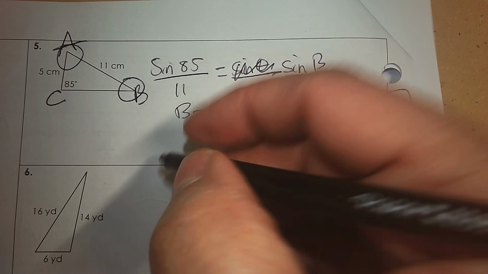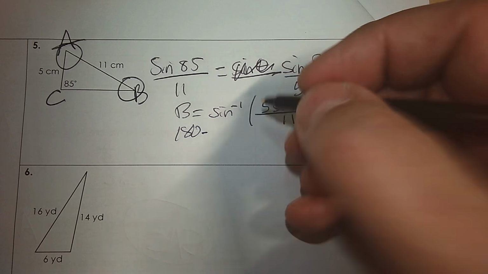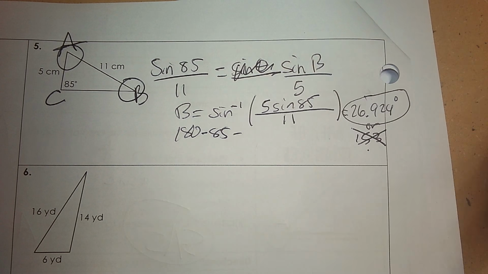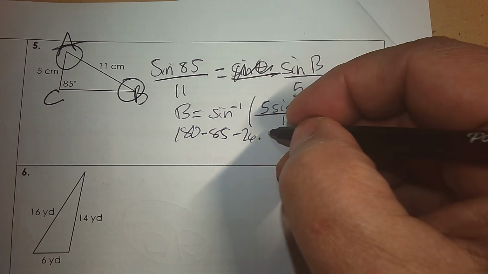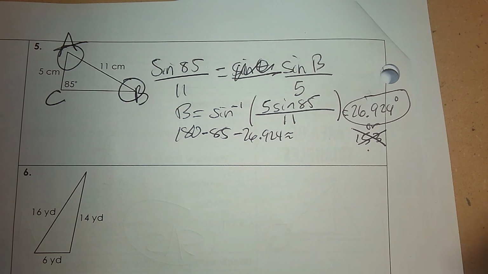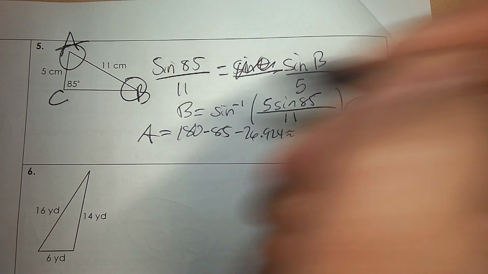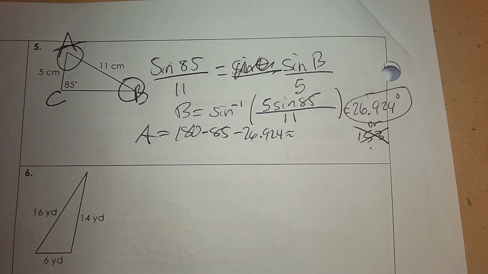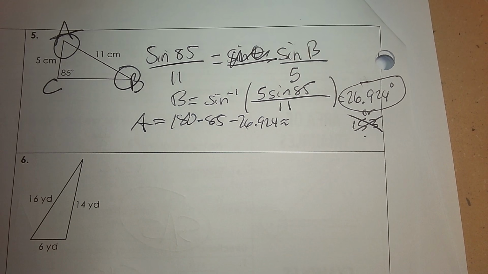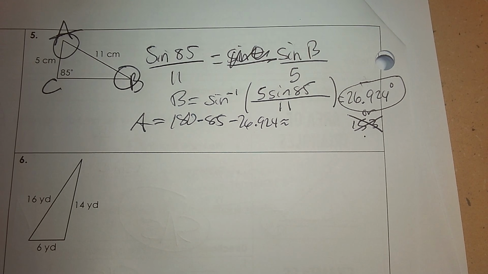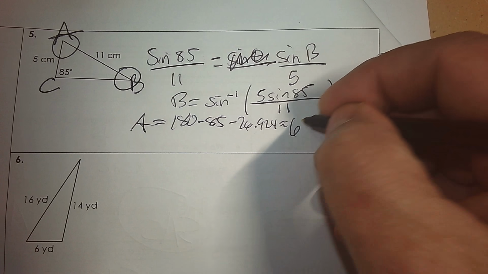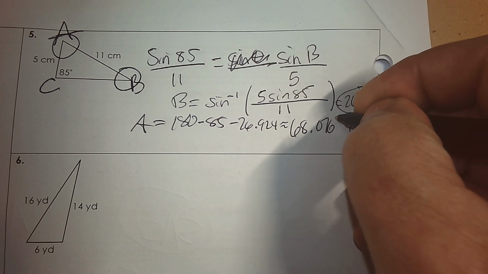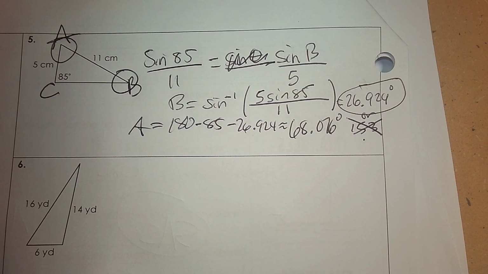But I still need to go 180, subtract 85, subtract 26.924 to find angle A. So 180, subtract 85, subtract 26.924. Now we have the angle we need.